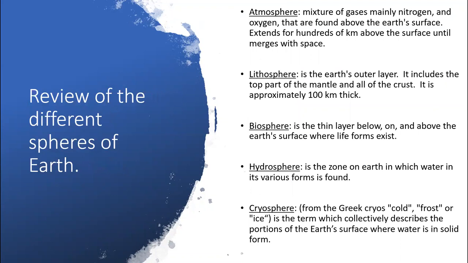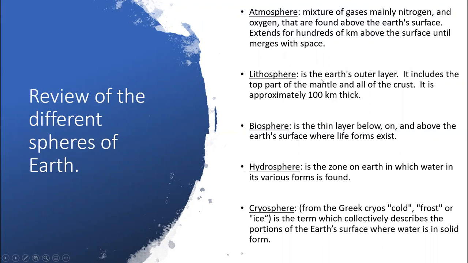The review of different spheres, because I talk about the biosphere, right? So let's go and check all the spheres that there are. Another good thing here. The atmosphere, a mixture of gas, mainly nitrogen. Yeah, people are saying, oh, it's oxygen. Well, it's mainly nitrogen and there's oxygen in it. It is found above the Earth's surface and extends for hundreds of kilometers until it merges with space. That's the definition of atmosphere.